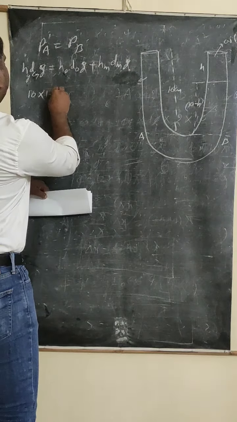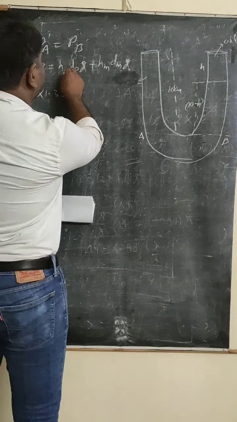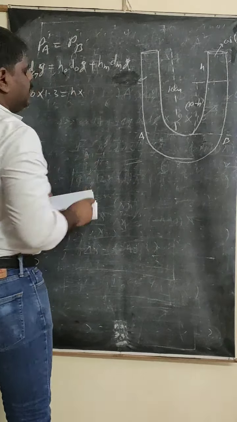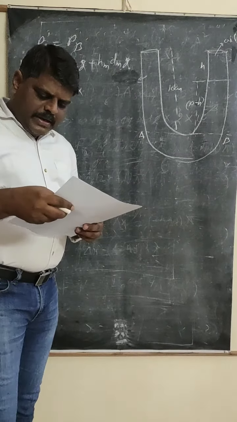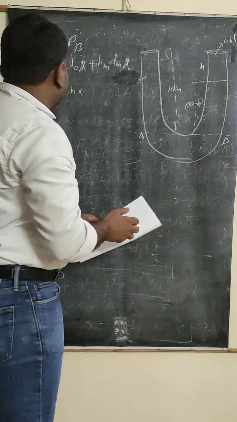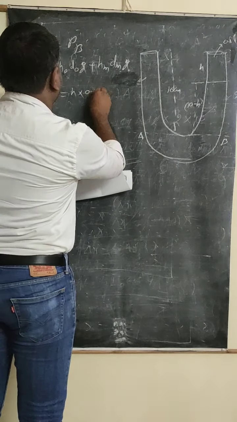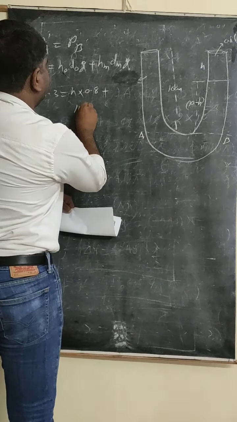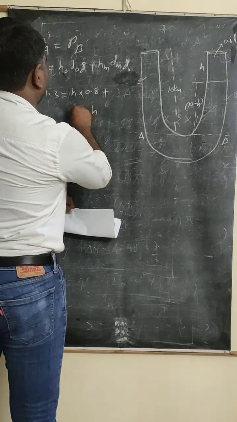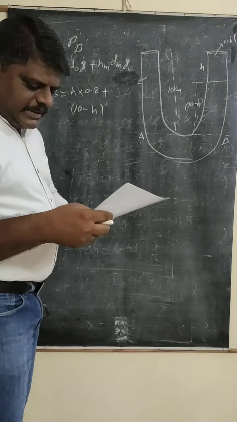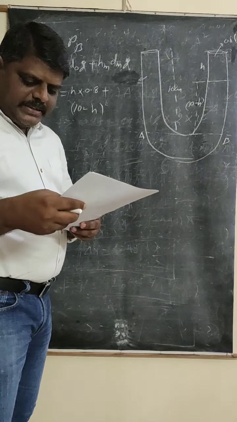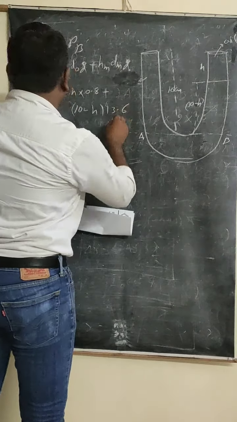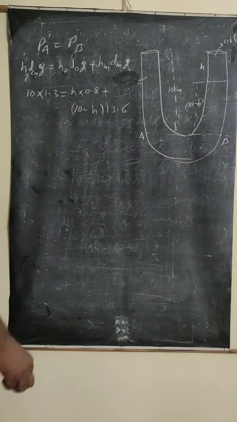It is 1.3 equals H0, height of the oil column, which is H, into the density of the oil, which is given to you as 0.8, plus the height of the mercury column, which is 10 minus H, into the density of mercury. How much is it? 13.6. Okay, these values are given.